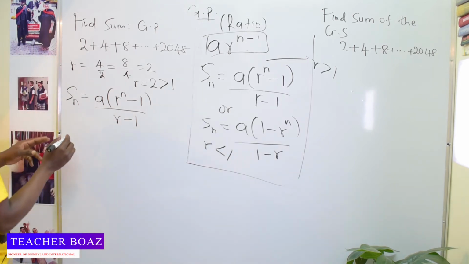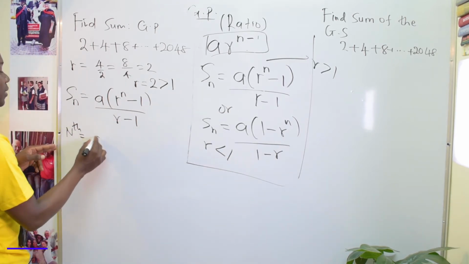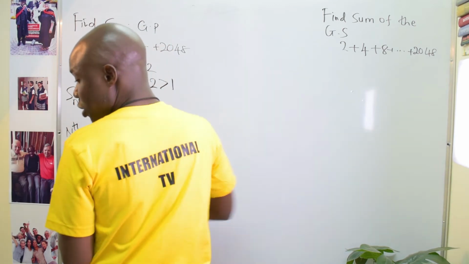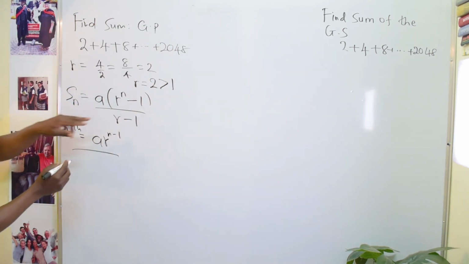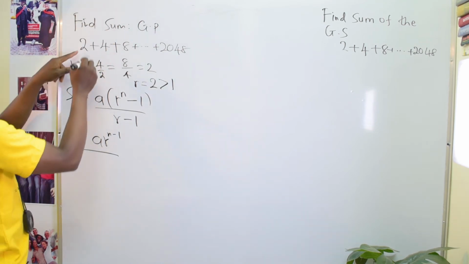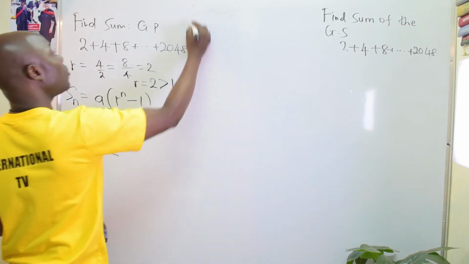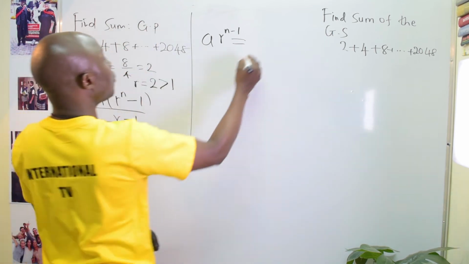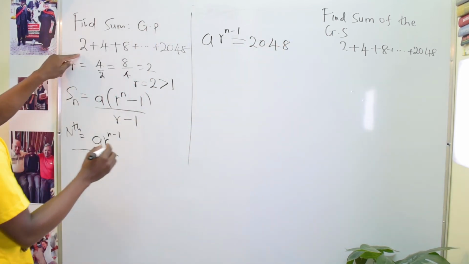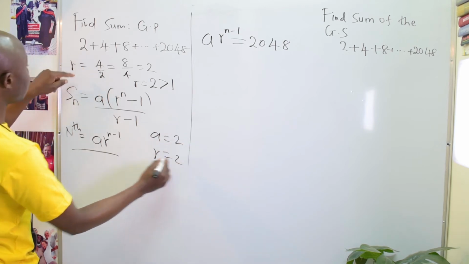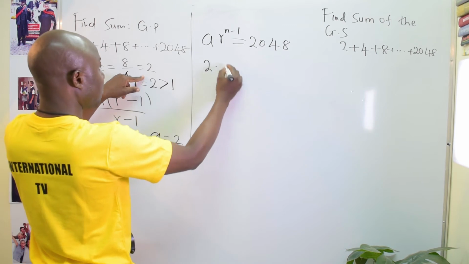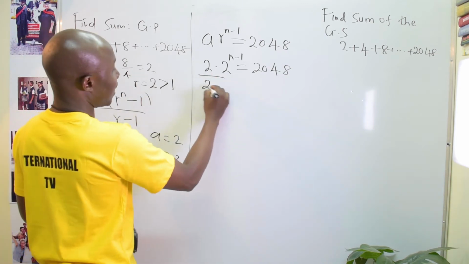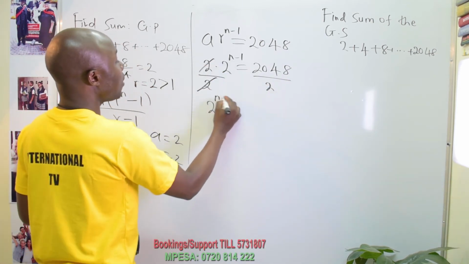Since the nth term is always A R to the power n minus 1, there's no way you can find the sum without knowing n, because we know A. Our A is 2, and R we know all that. So if your nth term A R to the power n minus 1 is supposed to be 2048, my A is 2, and my R is also 2. So I say 2 times 2 to the power n minus 1 becoming 2048. Then we divide both sides by 2, so 2 to the power n minus 1 becoming 1024.